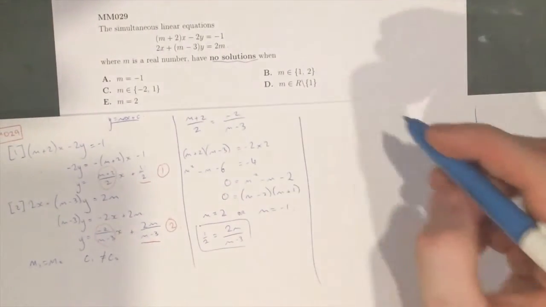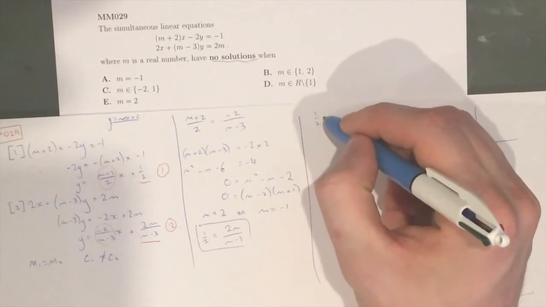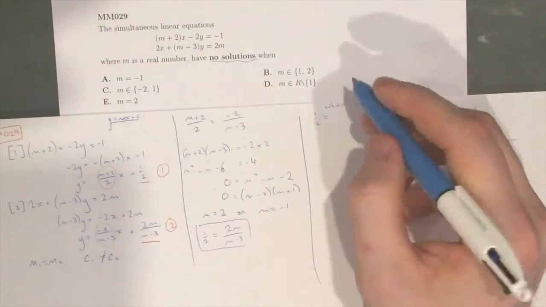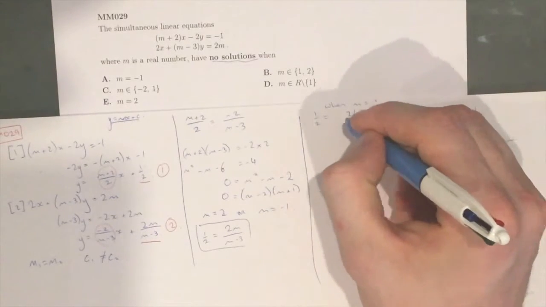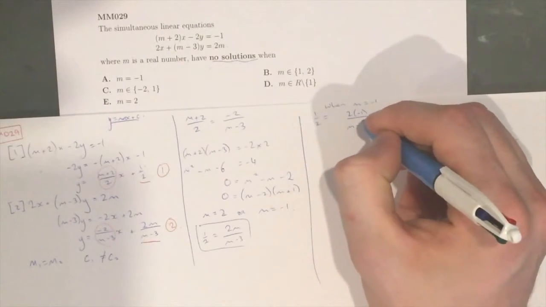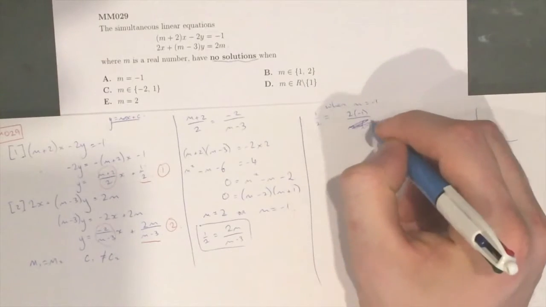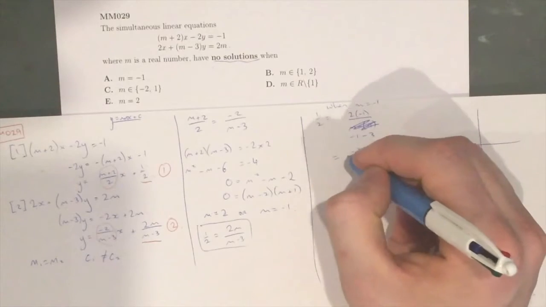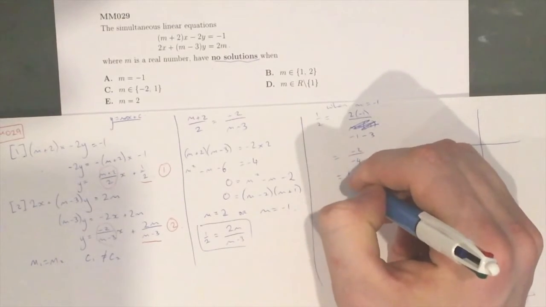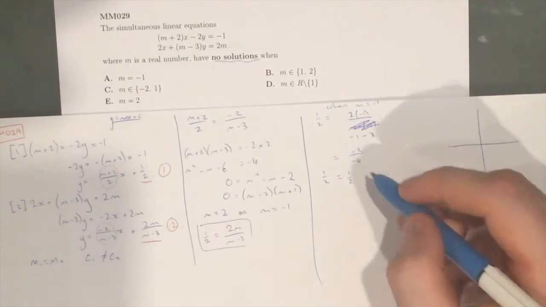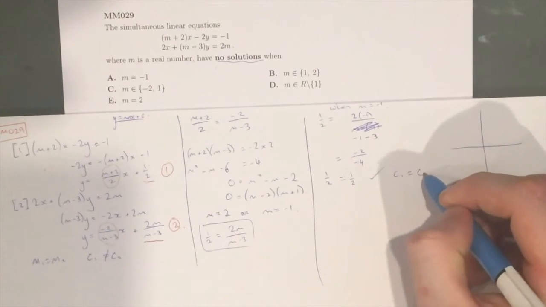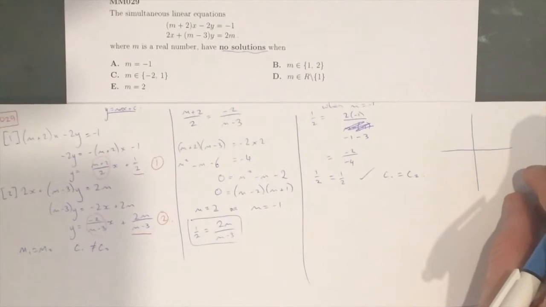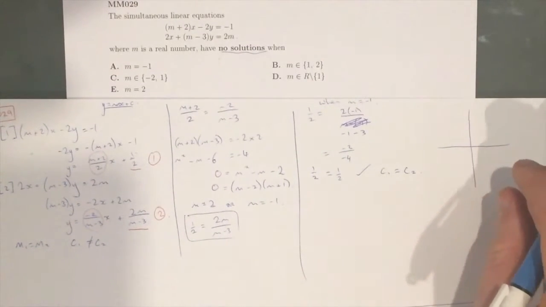So when m = -1 to start with, 1/2 = 2 × (-1)/(-1 - 3), which gives us -2/-4, which is 1/2. And this side is equal to 1/2 as well, which means that c1 = c2 when m = -1, which is not actually what we want. That would give us infinitely many solutions.